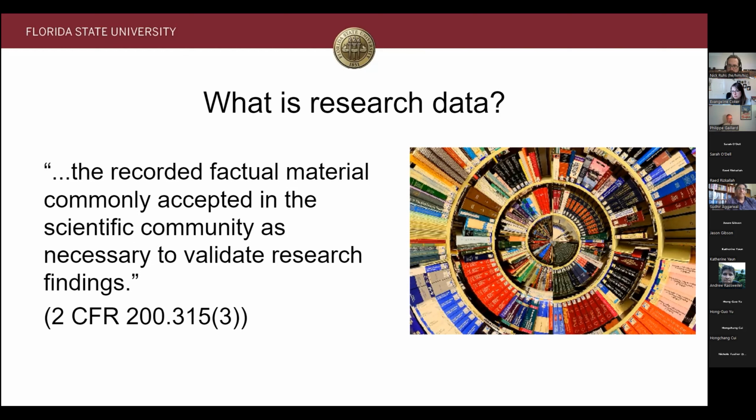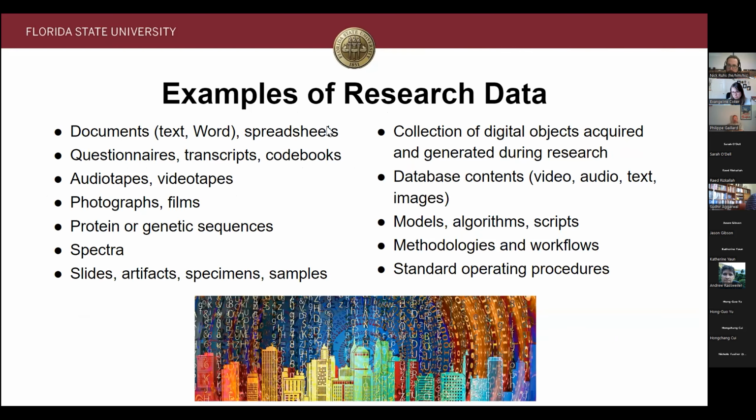So they define research data as the recorded factual material commonly accepted in the scientific community as necessary to validate research findings. Now, there are many different types of data that you might encounter or that you might be producing throughout your research projects. Some of them are pretty traditional and things that we think about quite commonly, including text documents, spreadsheets, questionnaires, code books, maybe image data, spectra, etc.